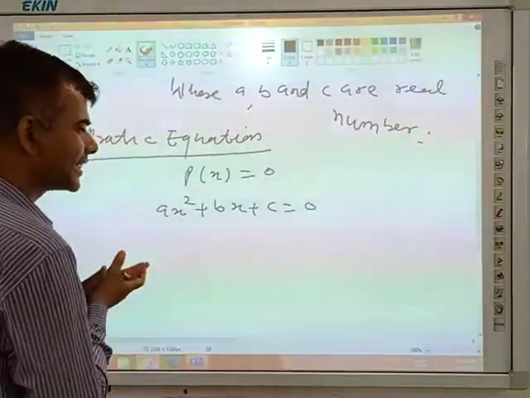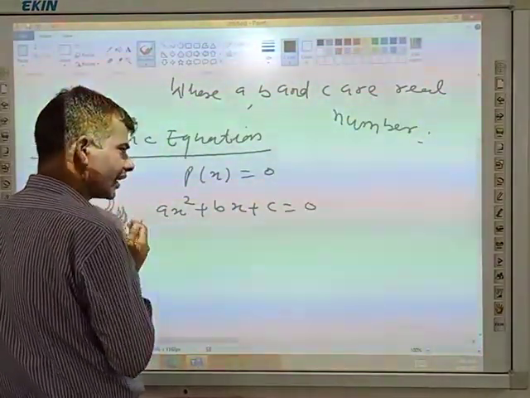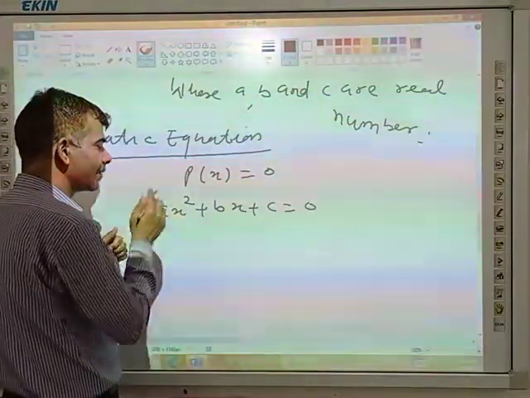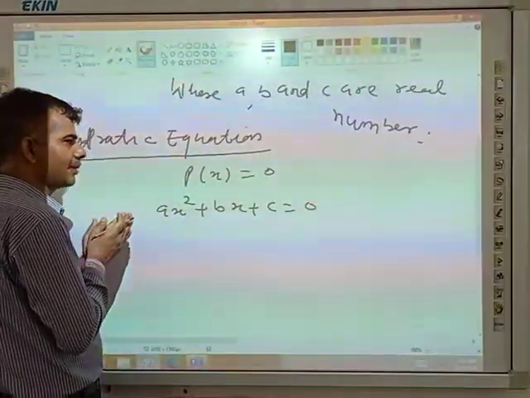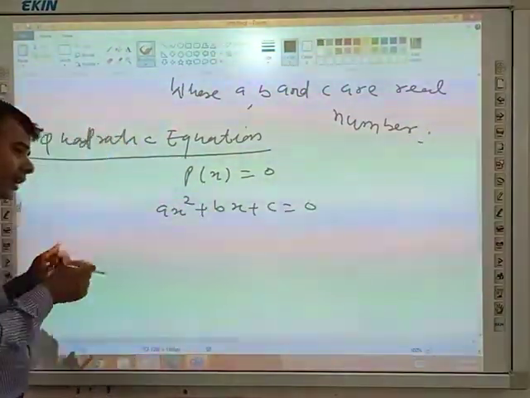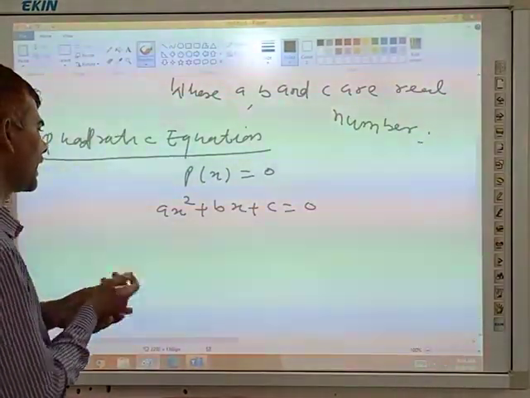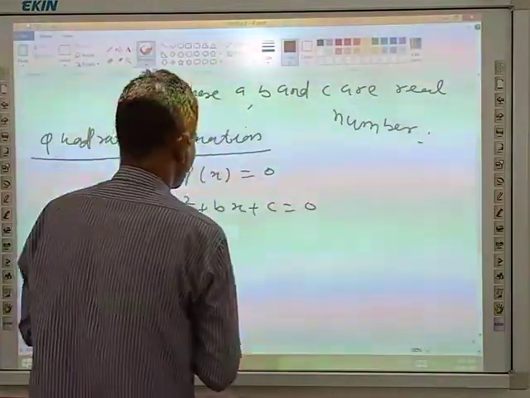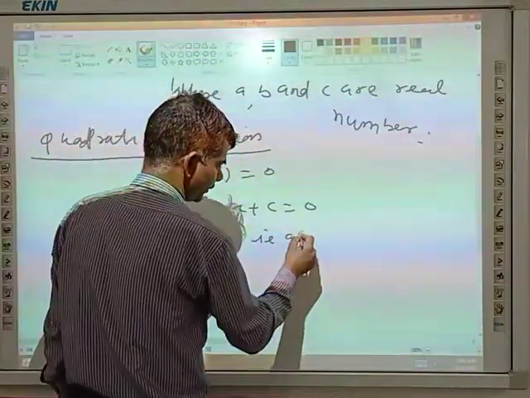Yes, sir. Why is it a quadratic equation? Here the variable is x and the degree of the variable is 2. The highest power of the variable is x raised to power 2, and it is equal to 0, so it is a quadratic equation.